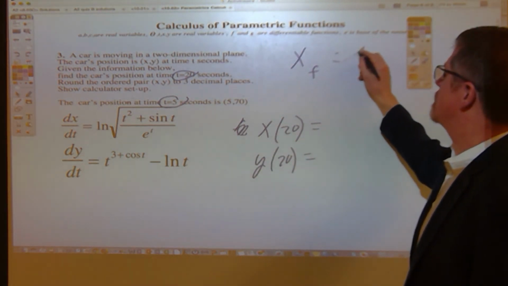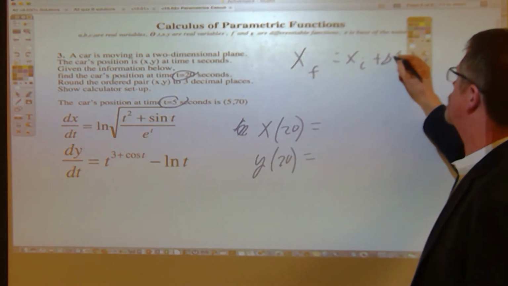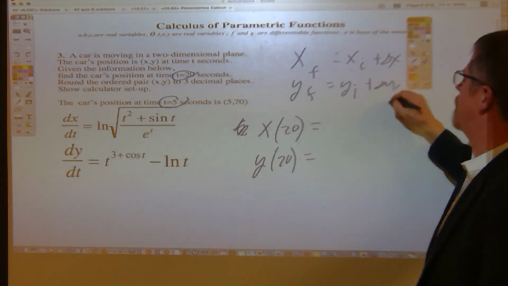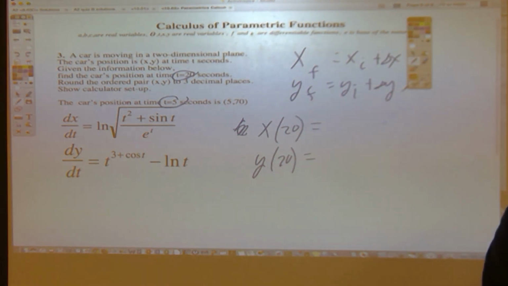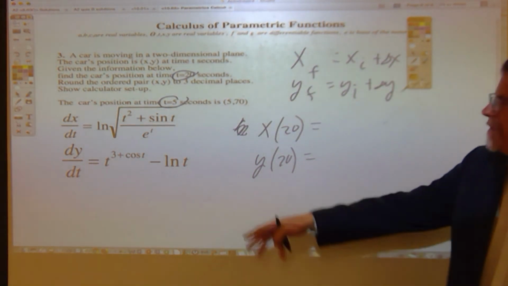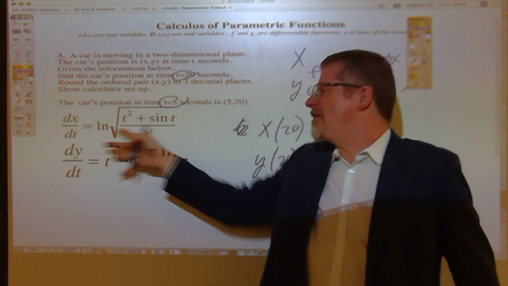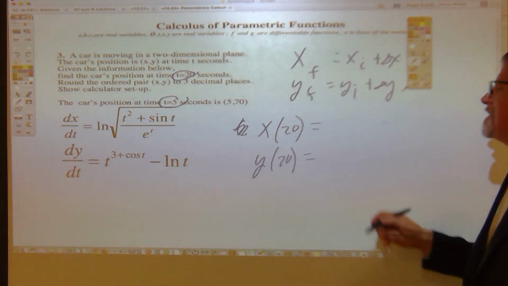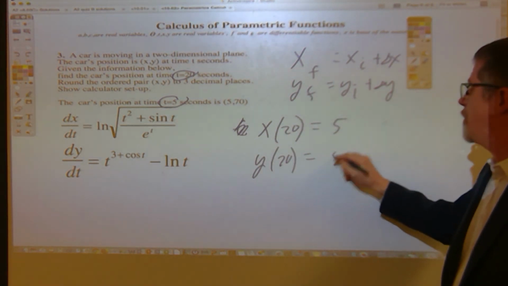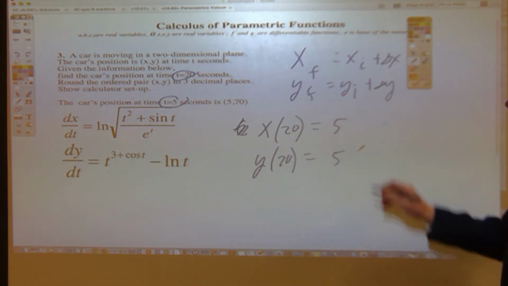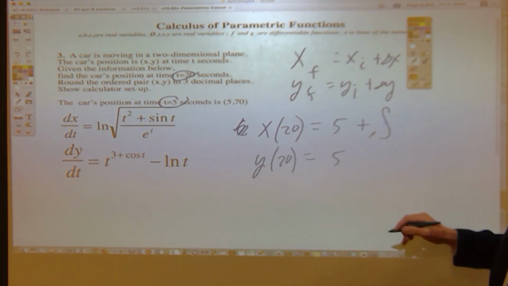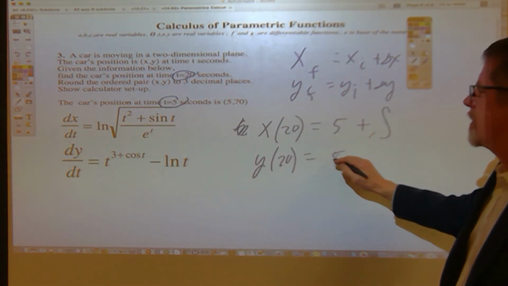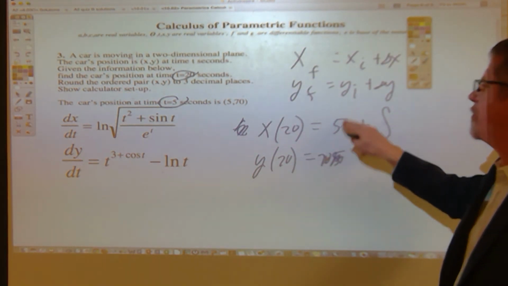x final equals x initial plus the change in x. And y final equals y initial plus the change in y. We've been doing these all year. But here are the derivatives of the parametric equations of the motion, which is actually sweet because it's easy to find. We start at the point (5, 70). So we're at the point (5, 70).